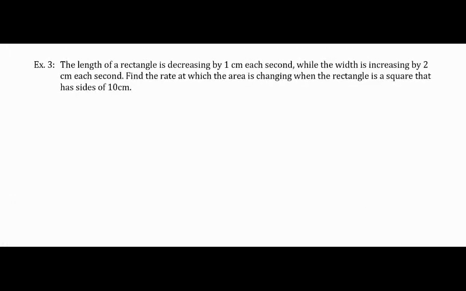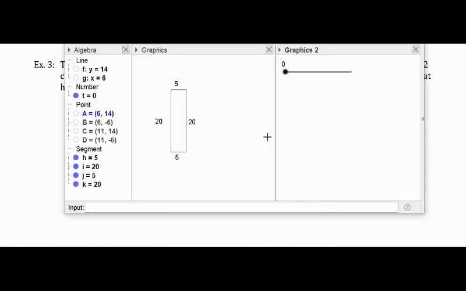The length of a rectangle is decreasing by 1 centimeter each second, while the width is increasing by 2 centimeters each second. So the width is increasing twice as fast as the length is decreasing. Find the rate at which the area is changing when the rectangle is a square that has sides of 10 centimeters. Got a little visual for this one that hopefully will be a little bit useful.